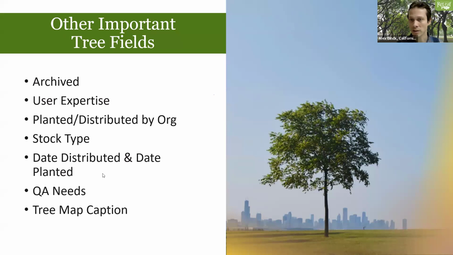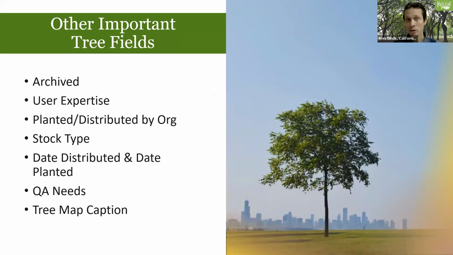Okay, so let's see. Date distributed and date planted. Hopefully that made sense. The next field I wanted to talk about was QA needs. QA stands for quality assurance, and this is a way to flag a tree that needs additional help. I will try to check these depending on how much time I have. I can't guarantee that I will see all of them, but you can flag it that it needs help with something. You can choose either data mapping, identification if you need help identifying the tree, or with tree health.